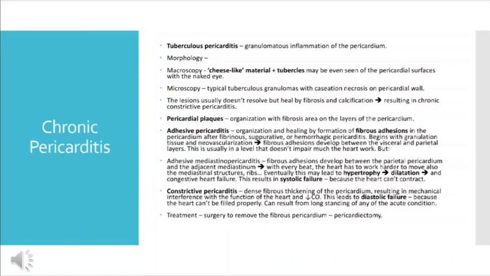If pericarditis lasts longer than 3 months, it is called chronic pericarditis, and it is characterized by thickening and rigidity of the pericardium. Here I've written some types that you need to know for your exam. First one being tuberculous pericarditis, which occurs due to extension from tuberculous foci that are nearby, or due to lymphatic spread from the bronchial lymph nodes.